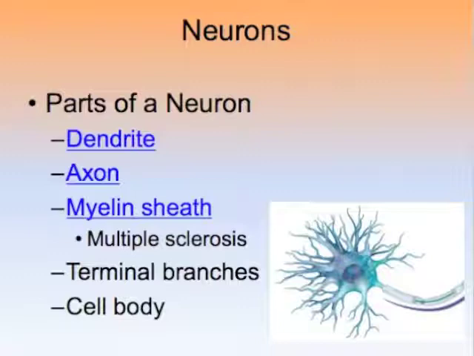In MS, this myelin degenerates, and this results in a slowing of communication to muscles and eventually loss of muscle control, because it's as if the impulse hits speed bumps and it's slowed down. The terminal branches form junctions with other cells, and in a minute I'll show you a diagram of all of this. The cell body is the cell's life support center.